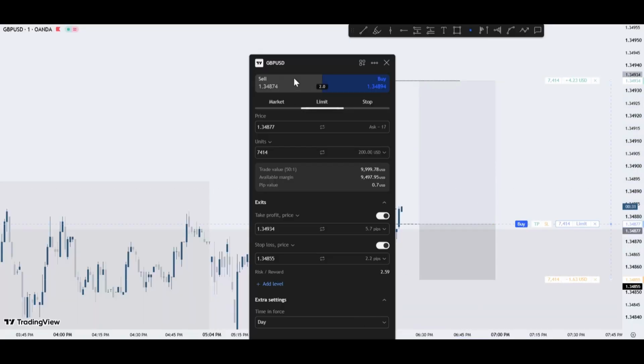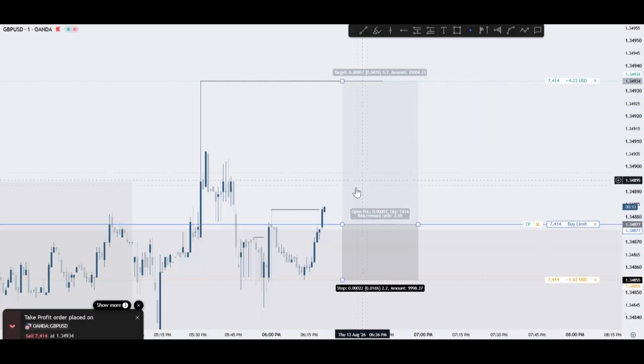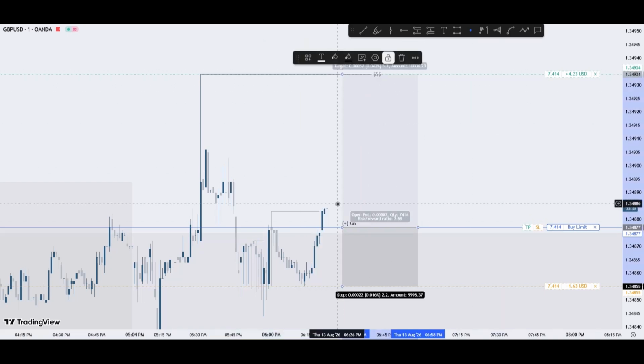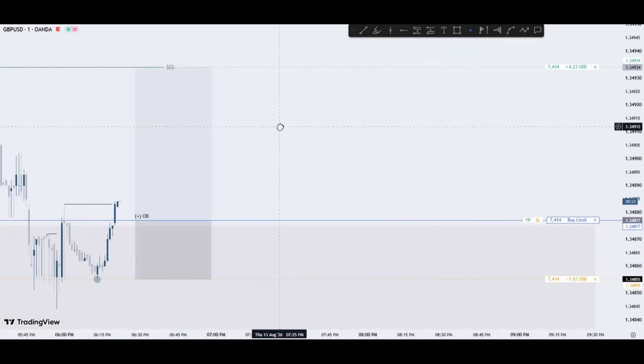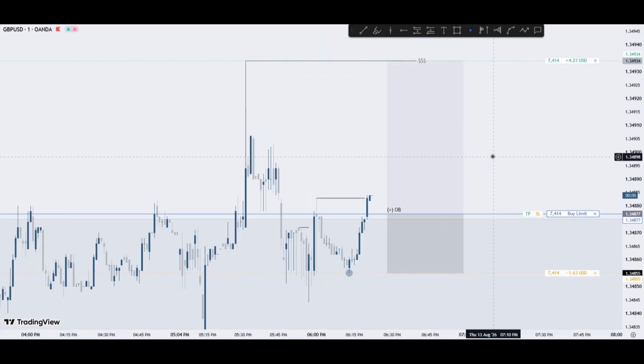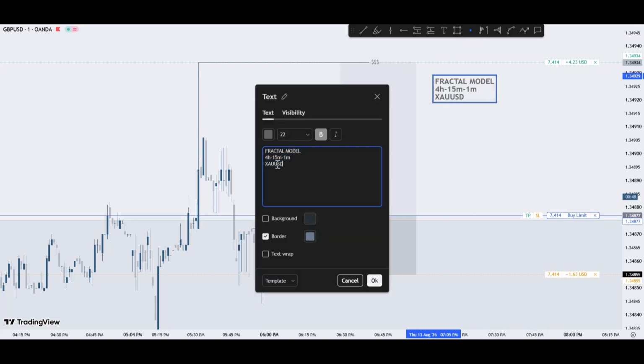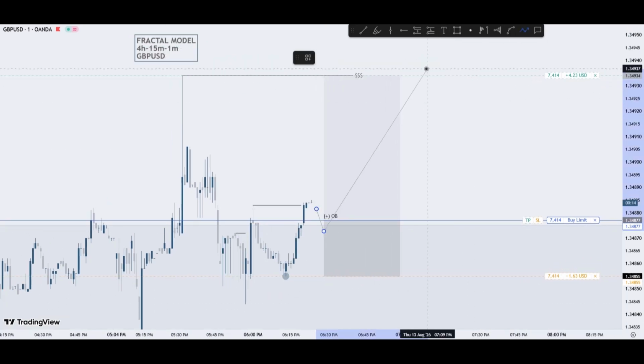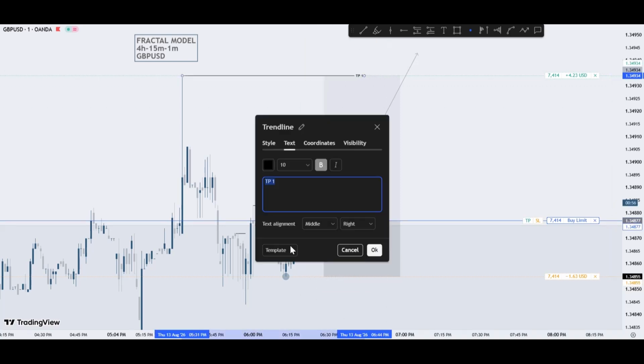In this video, we're going to trade GBPUSD using a smart money concepts entry strategy. Before taking any trade, we'll first analyze the higher time frame market structure to identify the overall direction and determine whether we are looking for buys or sells. Once the bias is established, we'll move to the lower time frame and wait for liquidity to be taken.